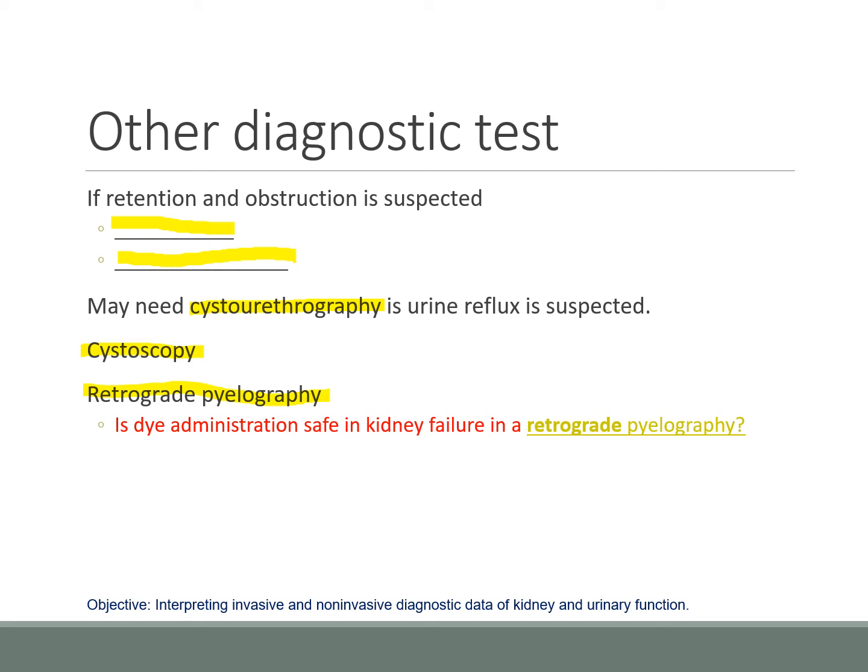So if dye is administered into the kidney, is this considered okay? And the answer is it is okay. It is considered safe because the kidneys are not actually filtering it. It's coming from the bottom up rather than going in their blood where kidneys would be filtering it then.